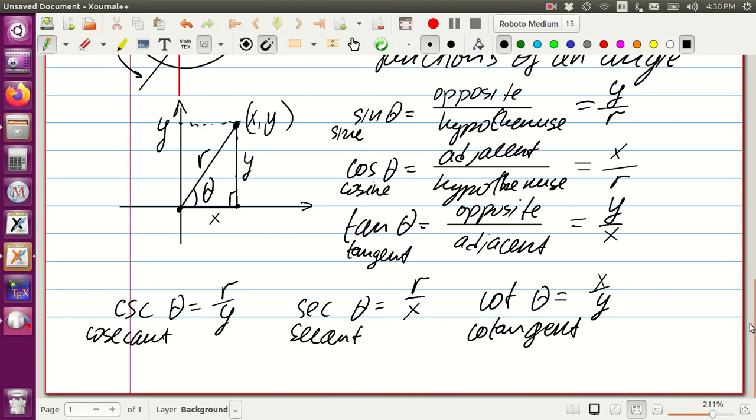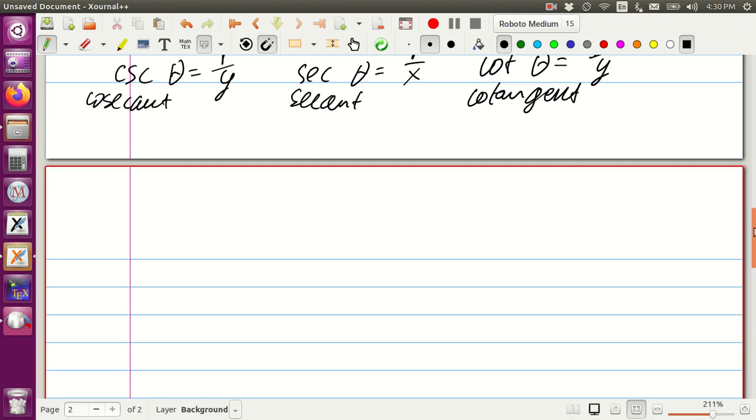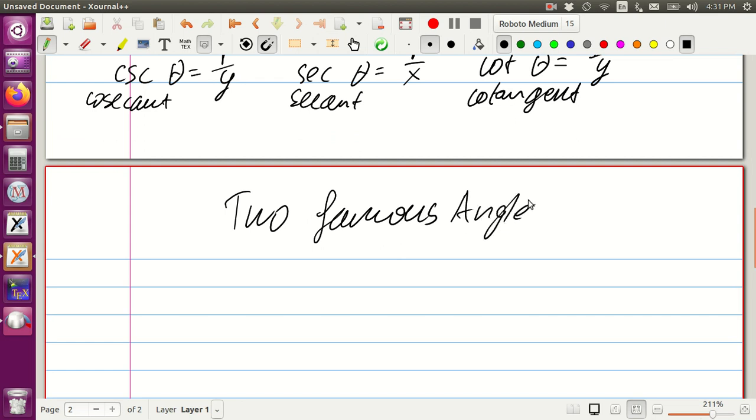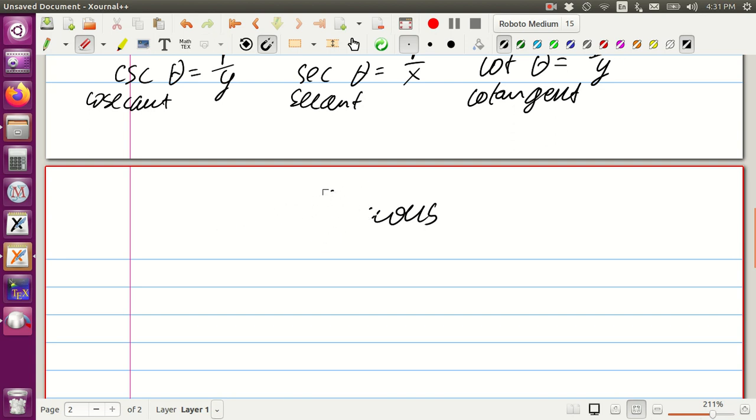And usually we deal with two famous angles, and they're very important to us, so let's talk about these two famous angles. I said angles, but actually what I meant is triangles. Oh, before we do that, it would be good to talk about a very important idea here while we're discussing it.